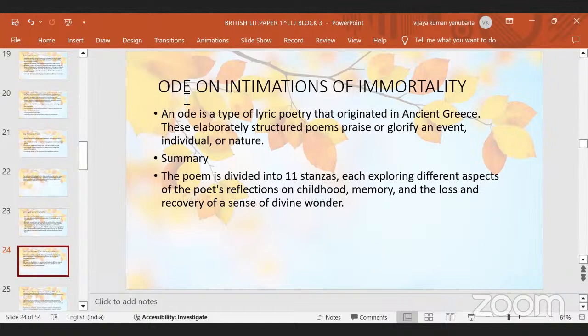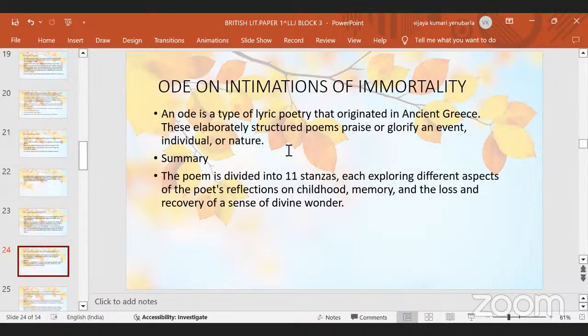So what is an ode? An ode is a type of lyrical poetry that originated in ancient Greece. These elaborately structured poems praise or glorify an event, individual, or nature. So basically, odes are written to appreciate one thing, any person, event, thing, or nature.